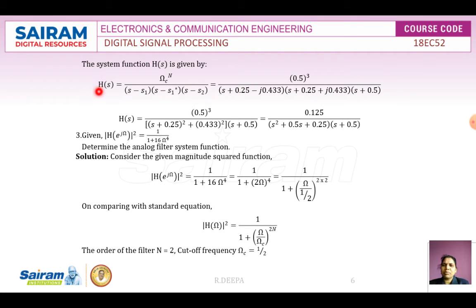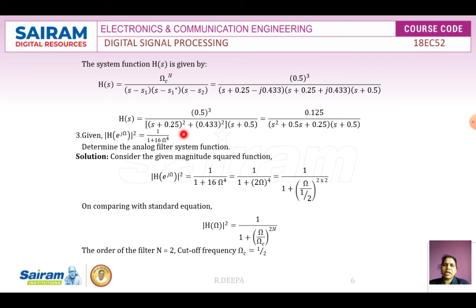The transfer function can be expressed as H of s is equal to, see, all these expressions we have already studied while deriving the Butterworth filter design. In that, H of S is equal to omega c power of n divided by S minus S1 into S minus S1 conjugate into S minus S2. As we have three poles lying on the left hand side, the poles which lie on the right hand side we have omitted. Only the poles lying on the left hand side are taken for calculation of the Butterworth polynomial. So let us substitute the values of S1, S1 conjugate and S2.